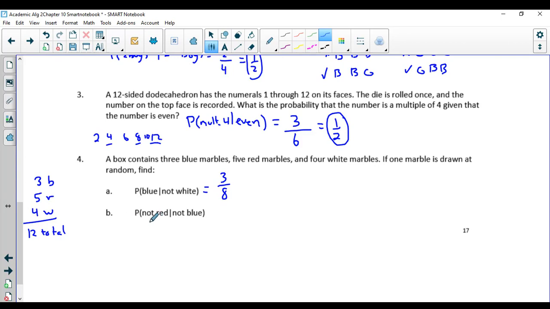All right, for the next one, it says probability not red given not blue. So if we're looking at the probability of not blue, there are 3 that are blue, meaning 9 are going to be not blue. And then from there, we know that it was not blue. Which of those are not red? So 4. So 4 out of 9. So again, all these conditional probabilities are limiting our total from what the total originally was.